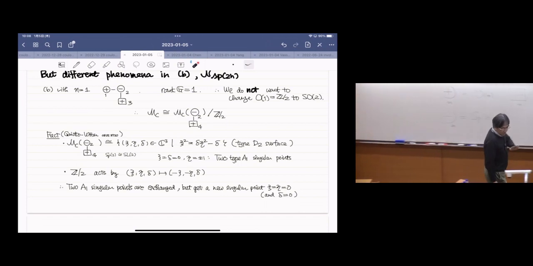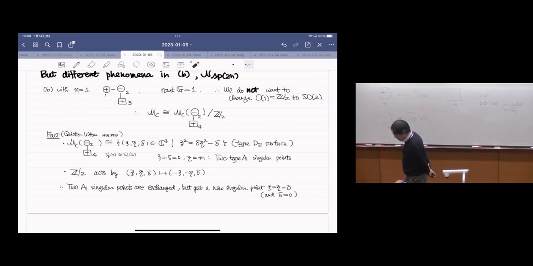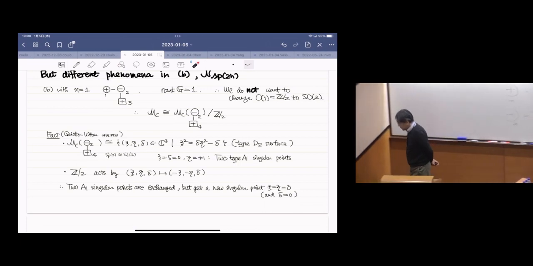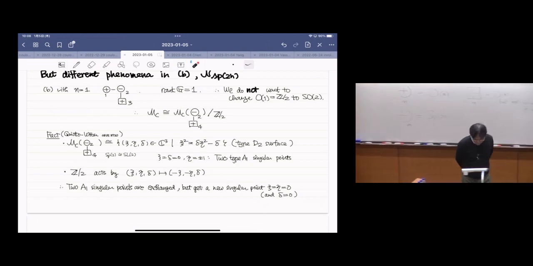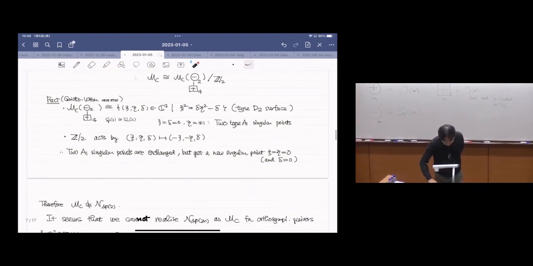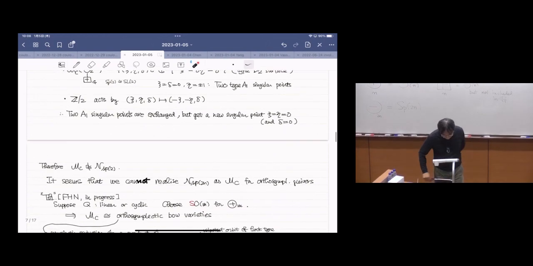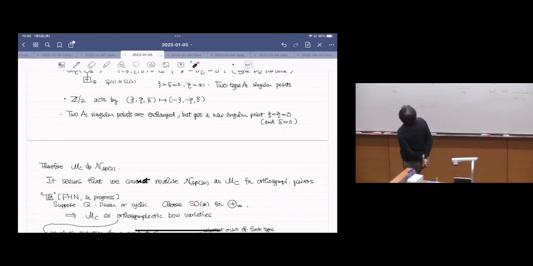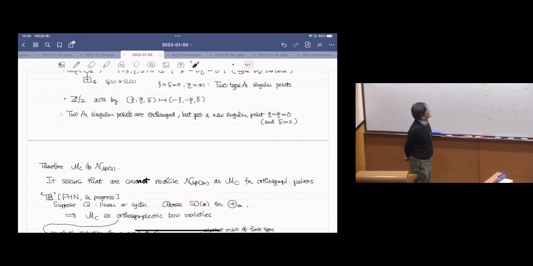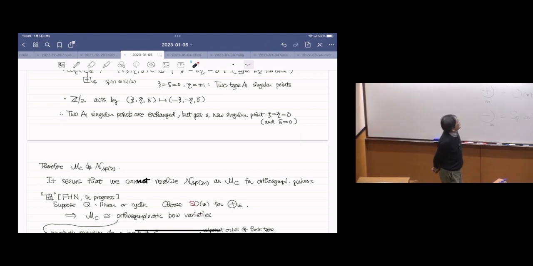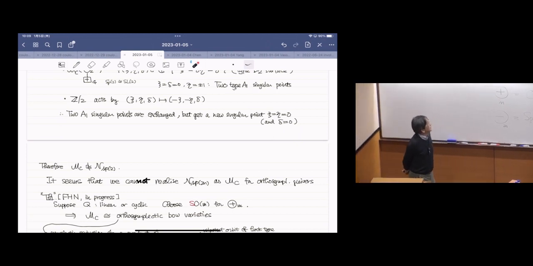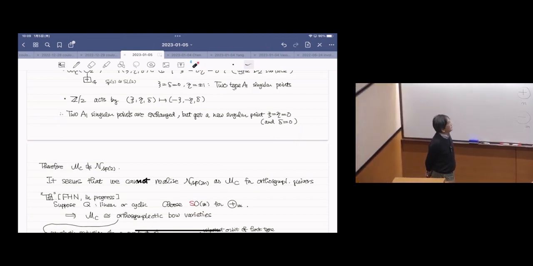So it means that the quotient still has 2 type A singular points, and it cannot be the nilpotent cone for sp2. So it seems we cannot realize nilpotent cones. I mean, in this particular case we have another construction with sp2, but if n is higher, it seems we cannot get the nilpotent cone for sp2 as a Coulomb branch for the symplectic quiver.